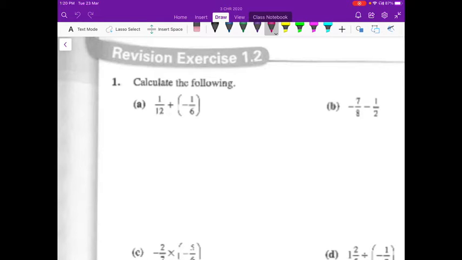First one, calculate the following. 1 over 12 plus negative 1 over 6. Make the denominators the same because we are having a fraction plus another fraction.